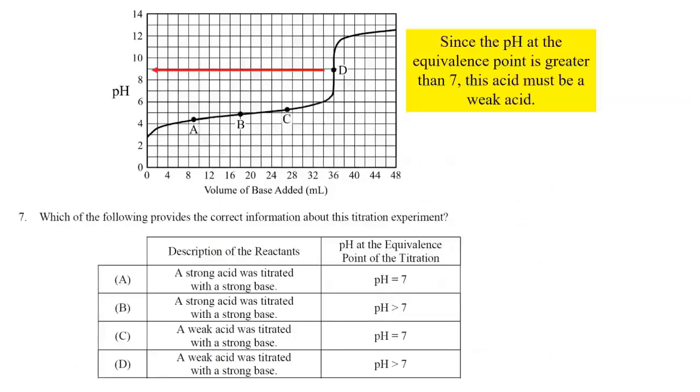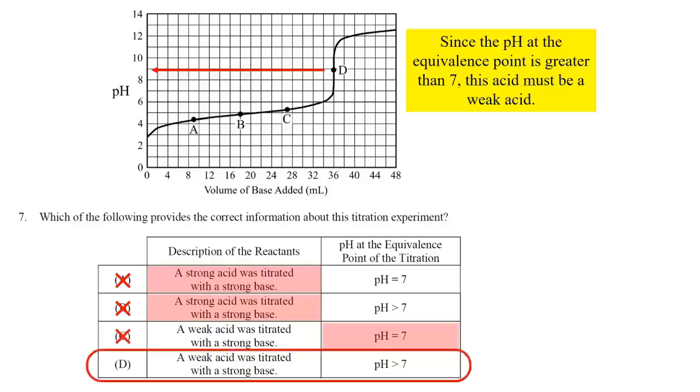So since the pH at the equivalence point is greater than 7, this acid must be a weak acid. So is the correct answer choice A? No, that says a strong acid, so it's not A. Choice B also says a strong acid. So the correct answer is either C or D. It's a weak acid, but the pH is greater than 7, not equal to 7. So the correct answer to question 7 is choice D. A weak acid was titrated with a strong base, and the pH at the equivalence point is greater than 7. Again, this was very similar to question 3 earlier in this packet.